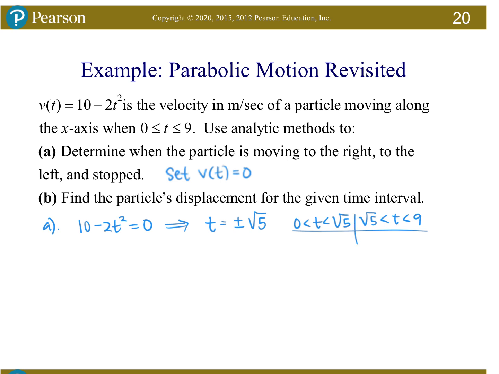So I'm going to pick the number 1. Number 1 gives me a positive value for my velocity, and I'll pick the number, I don't know, 5. Okay, that'll give me a negative. So now I know when it's stopped and when it's going from the right to the left. So now I want to find the particle's displacement.